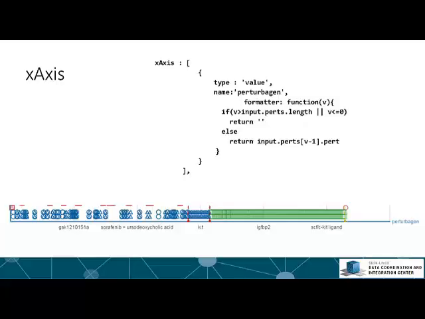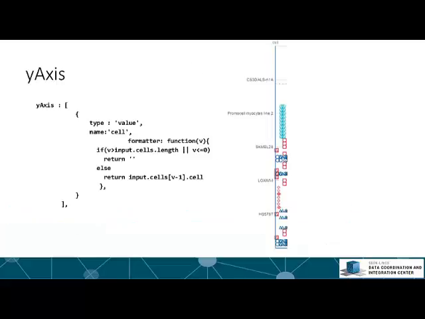The formatter is the function that takes an x-coordinate on the x-axis and formats it into an axis label. Here, the perturbations attribute in the input data comes into play. Input.perturbations[v-1].perturbation gets the perturbation name at the current position. We use v-1 because the index starts from 1, not 0, in the input data.